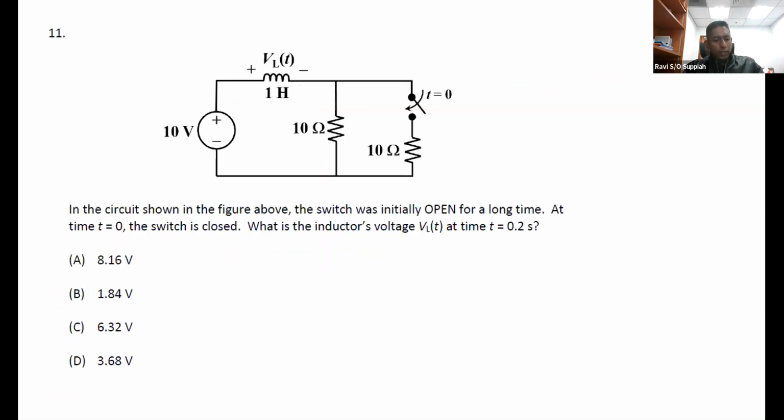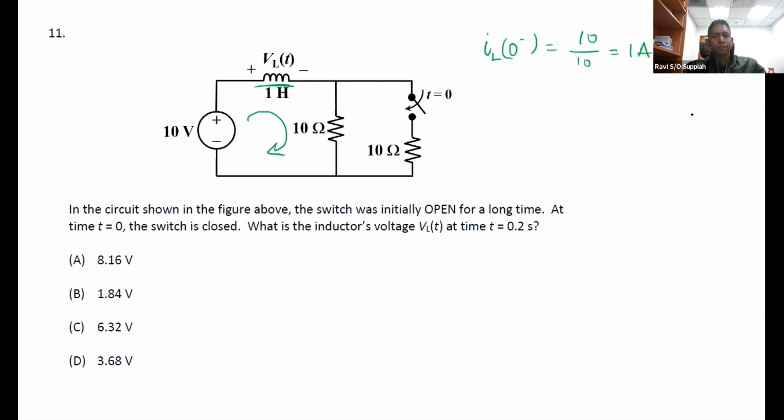Okay, so in this circuit 11, you are told that the switch was initially open for a long time, and at time t equals 0, the switch is closed. What is the inductor's voltage at time t equals 0.2 seconds? So again, the same thing. If the switch is open for a long time, that means the inductor behaves like a short circuit. So current is only flowing in this branch, through this part here, and this is open, correct? So the current through the inductor at 0 minus, before the switch is closed, is 10 over 10, which is 1 ampere.